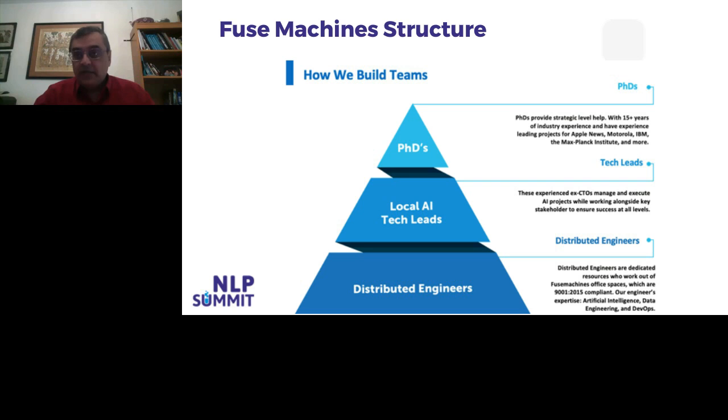So the Fuse Machines team structure typically consists of a PhD or someone with a lot of experience at the top here. Then it will usually have one local AI or technical lead who can also be the project manager, and then a number of distributed engineers, mainly from Nepal.